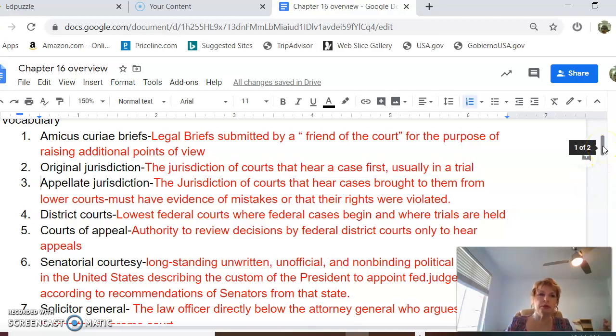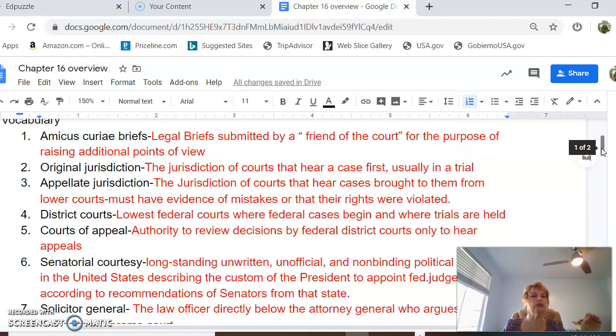Most of the time, a Supreme Court case is not tried by lawyers. They read and read and read the briefs, the papers that have been submitted, and then they make rulings and they discuss it together on the case.